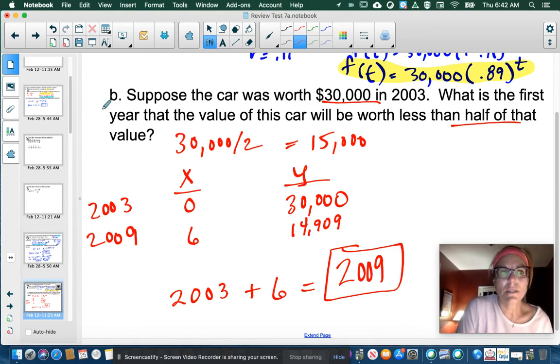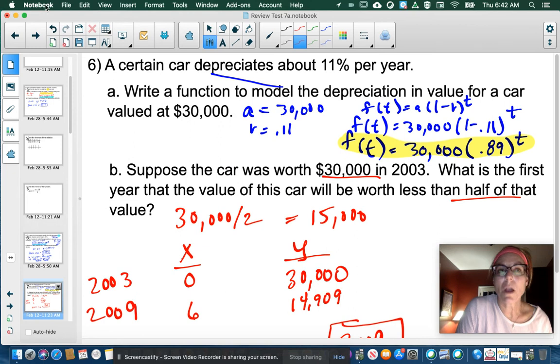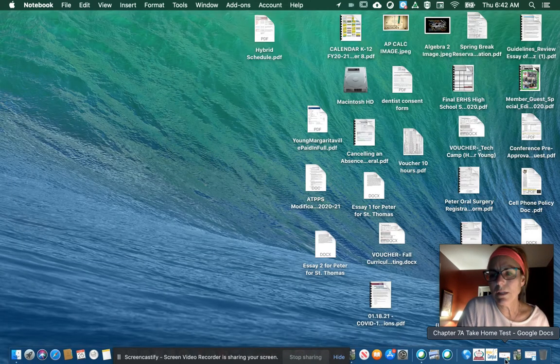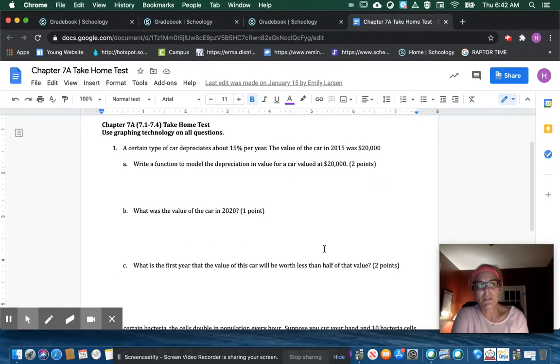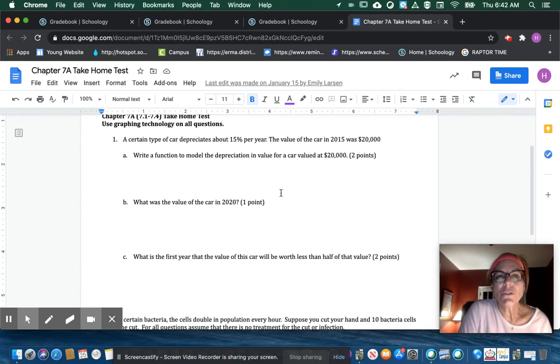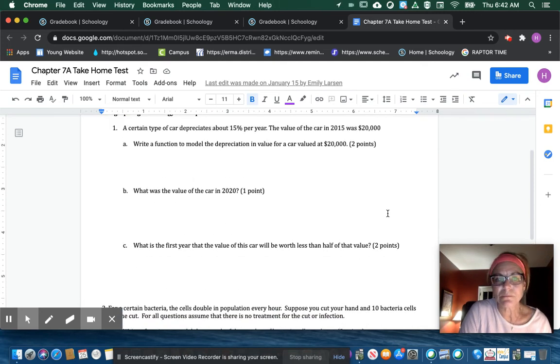All right. So I did those problems I promised I would do on the review. I want to quickly now open up the take-home test. Let's read through this. It says use graphing technology, obviously. A certain type of car depreciates about 15% per year. The value of the car in 2015 was 20,000. Write a function to model the depreciation in value for a car valued at 20,000. I just did a couple problems just like that.